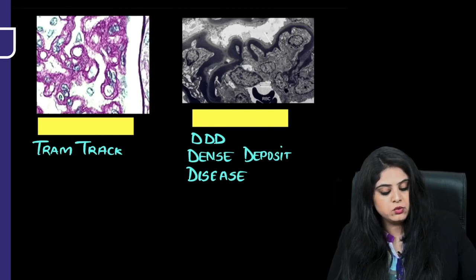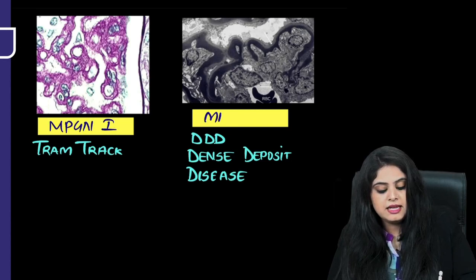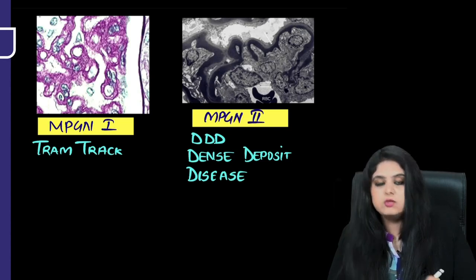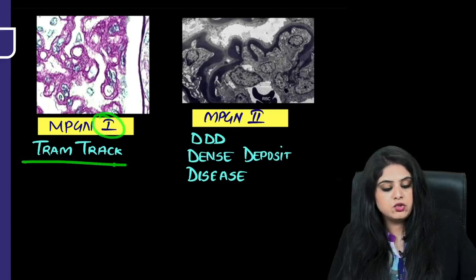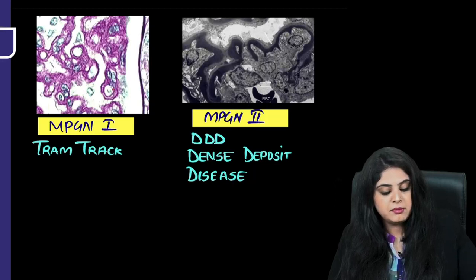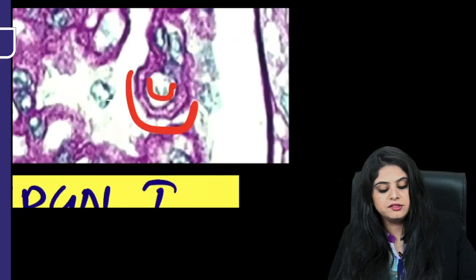So please note there are two types of MPGN. There is MPGN type 1 and MPGN type 2. Now there are only two types. Earlier there were three, now there are only two types. MPGN type 1 shows you the tram track pattern. Tram track means you can see that the basement membrane has two lines. It's no longer a single line.